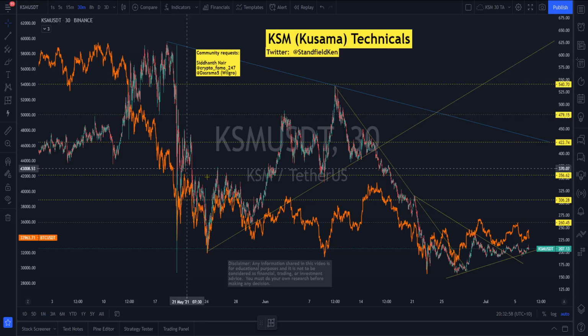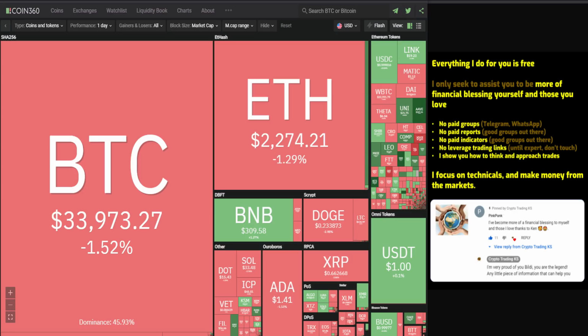Now, we can also use this to our advantage. You can see when Bitcoin comes up, that Kusama is going to come up as well. And when it has such explosive power in it, we can say it will come up much more than Bitcoin goes up.